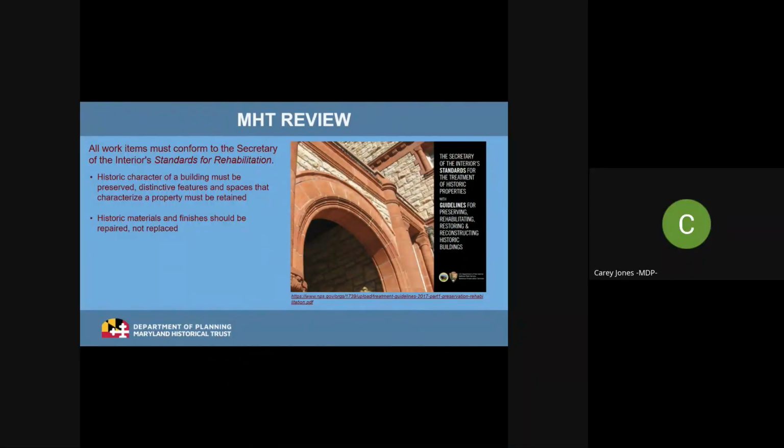When MHT reviews the Part 2 application, we consider if all of the proposed work items meet the Secretary of the Interior standards for rehabilitation. As Stacy mentioned, these are 10 standards which prioritize the retention and repair of historic features, such as windows, and materials such as slate roofs. While additions and alterations are allowed, they must maintain the historic character of the building. For additional information about the standards, there is a lot of guidance available on the National Park Service Technical Preservation Services website, and MHT tax credit staff is also happy to review proposed work items and provide guidance on how to meet the standards. Next slide, please.